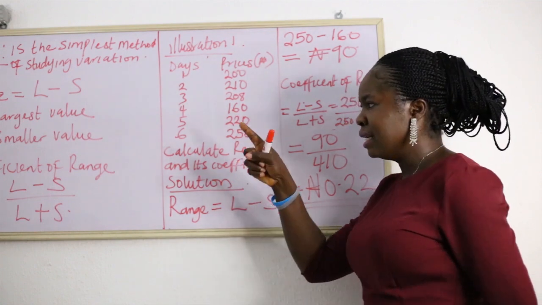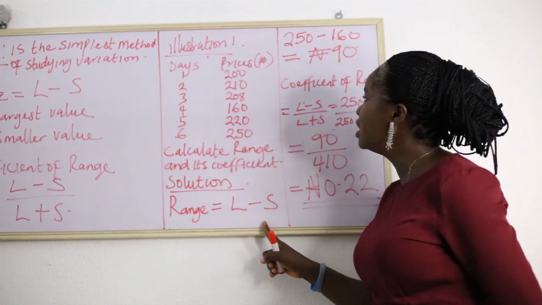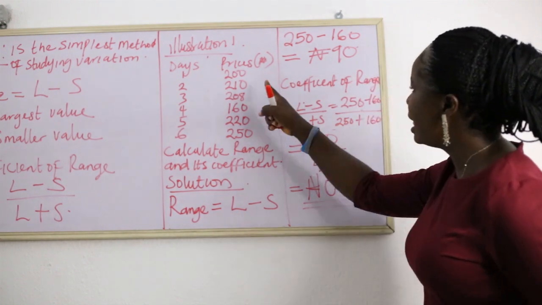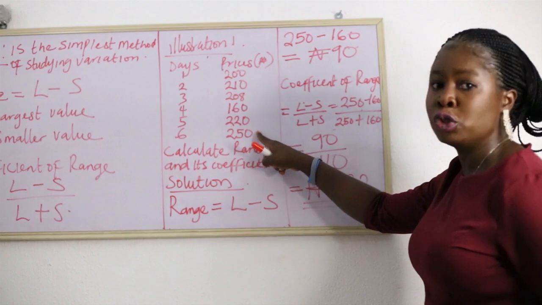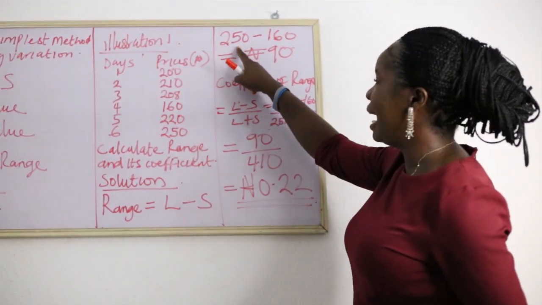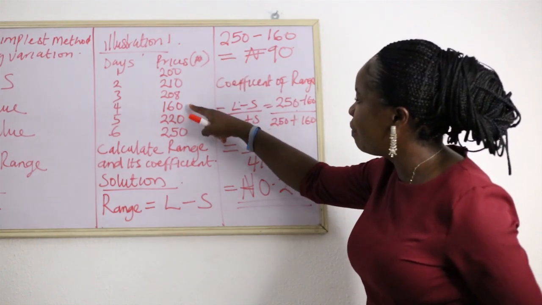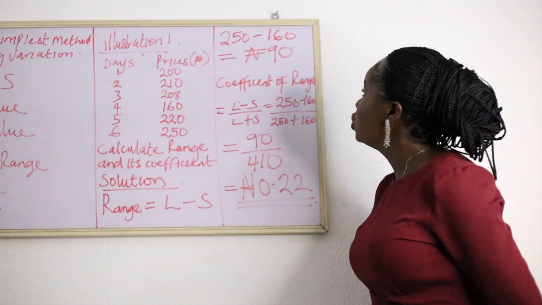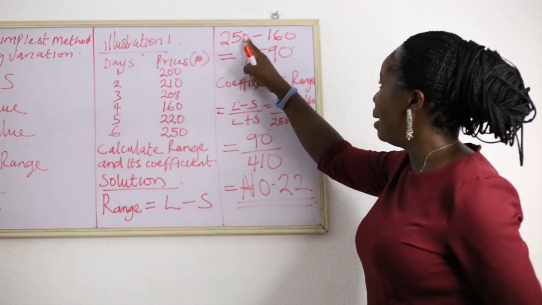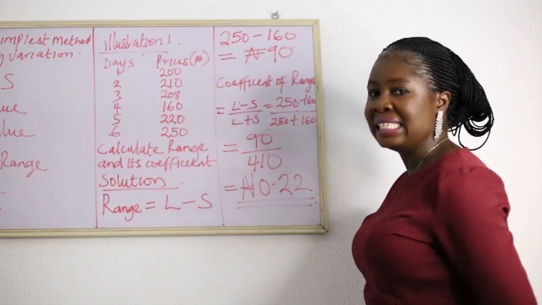Then the solution. We said the formula for range is the largest value minus the smallest value. So looking at this, the largest value is 250 naira. So I wrote 250 naira minus the smallest value. The smallest value here is 160. So 250 naira minus 160, our range is equal to 90 naira.